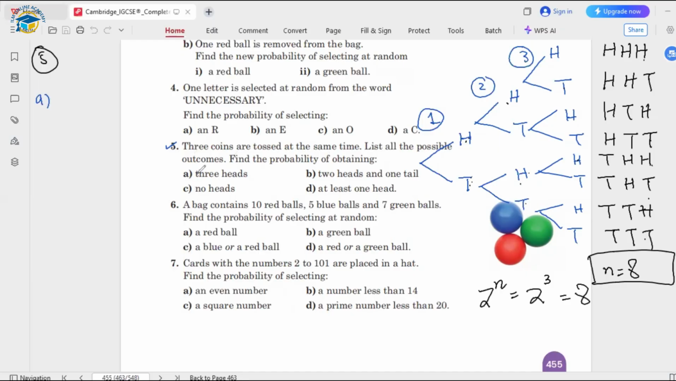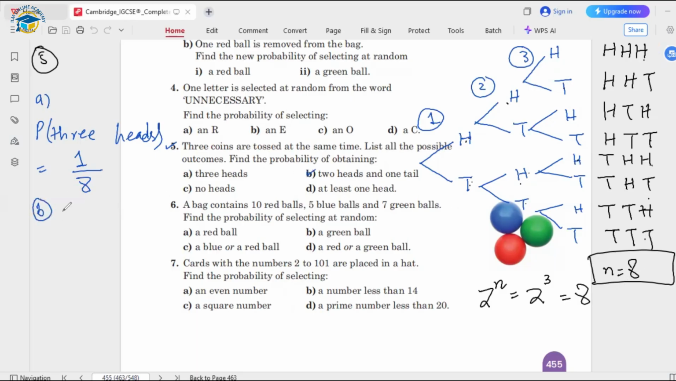Part A: we need to find the probability of getting 3 heads. So how many times are we getting 3 heads? We only got 3 heads one time, the rest are all either 2 or 1. So 3 heads we are getting only one time out of the total 8 possibilities. 8 are the total trials, okay?